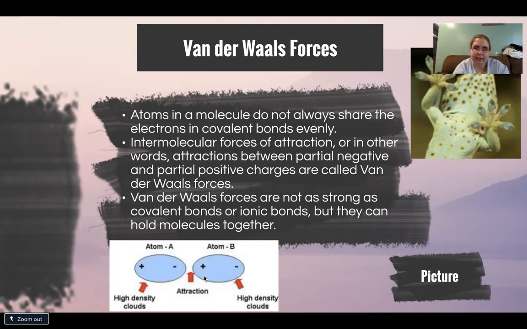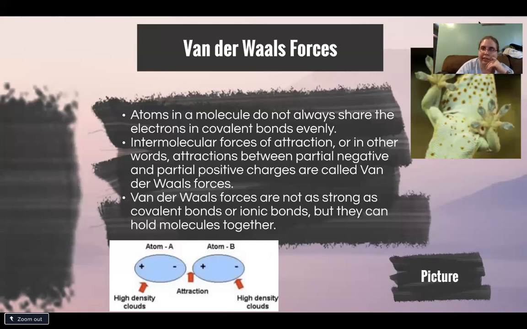Now it's weak. A lot of times they're very easily broken, but it's what helps hold compounds together to form a larger structure. So they are very, very weak. They're a lot weaker than covalent and ionic bonds, but they can still hold things together up to a point.